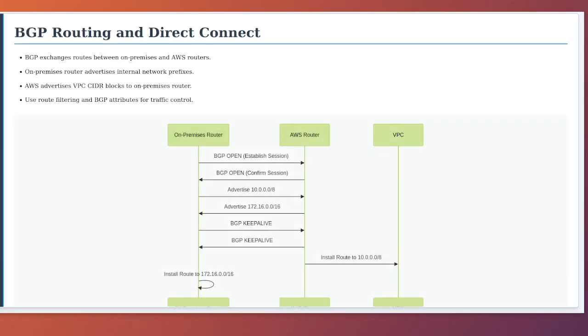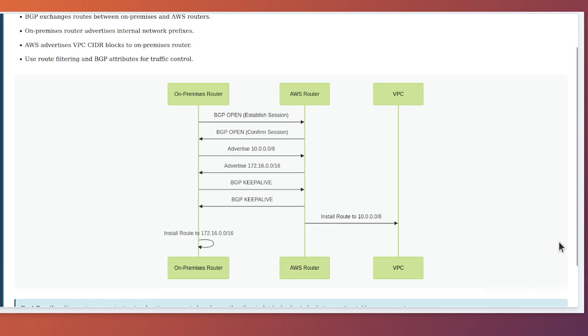BGP routing and Direct Connect. Border Gateway Protocol, or BGP, is the routing protocol that makes Direct Connect work. Understanding BGP is essential for properly configuring and troubleshooting your Direct Connect connections. Let me explain how BGP operates in the Direct Connect context.